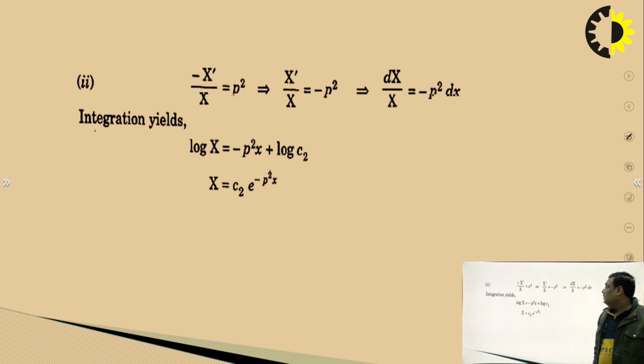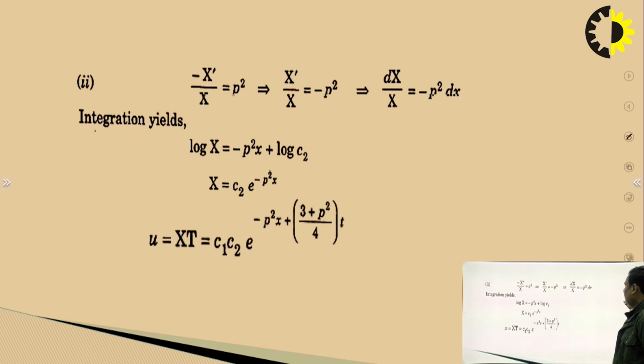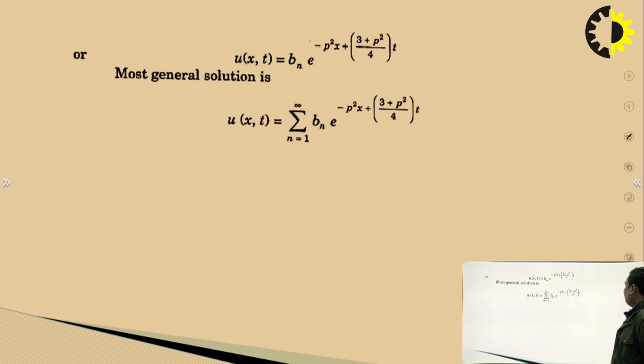Now the second solution in terms of x: X′/X equals −p². By the same method, solving the integration, log X equals −p²x plus log C2, and X equals C2 e to the power −p²x. Both solutions together give u of x, t equals C1 C2 e to the power −p²x plus (3 plus p²)t/4, which is in the form of variables X of x times T of t.